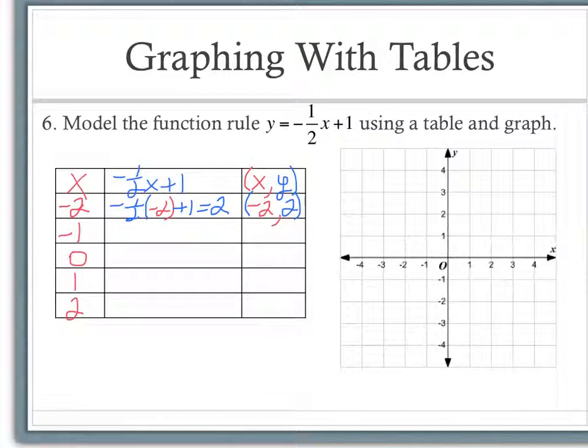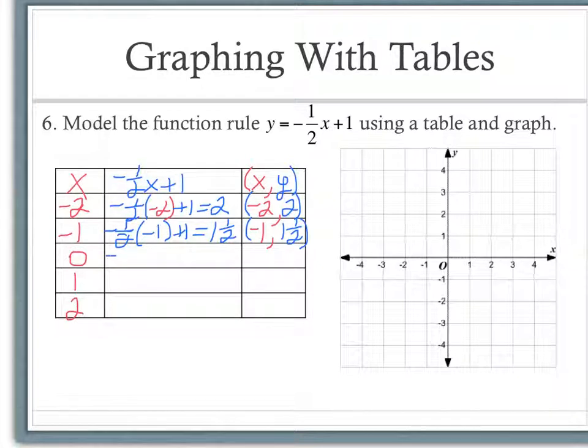Alright, same idea in the next one. This time we're plugging -1 in for x. So we'll have -1/2 times -1 plus 1. And we will get a +1 and 1/2. You can write it 1 and 1/2, you can write it 1.5. Does not matter. So that means our second coordinate is -1, 1 and 1/2.